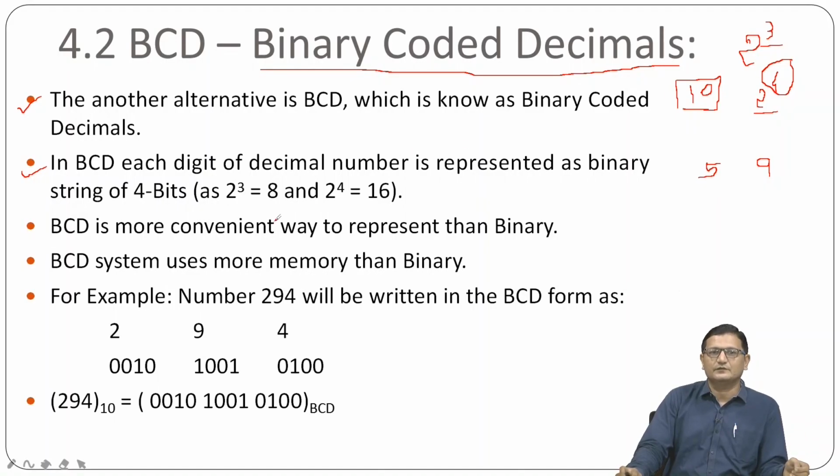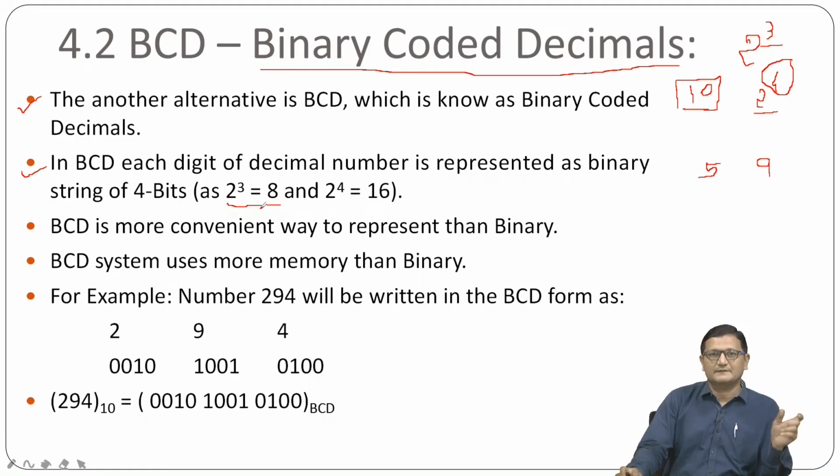So here, 2 raised to 3, 3 bits are not sufficient, because with 3 bits we can represent only 8 symbols, right? That's why in the octal number system we are satisfied with 3 bits, because in the octal number system there are only 8 symbols.